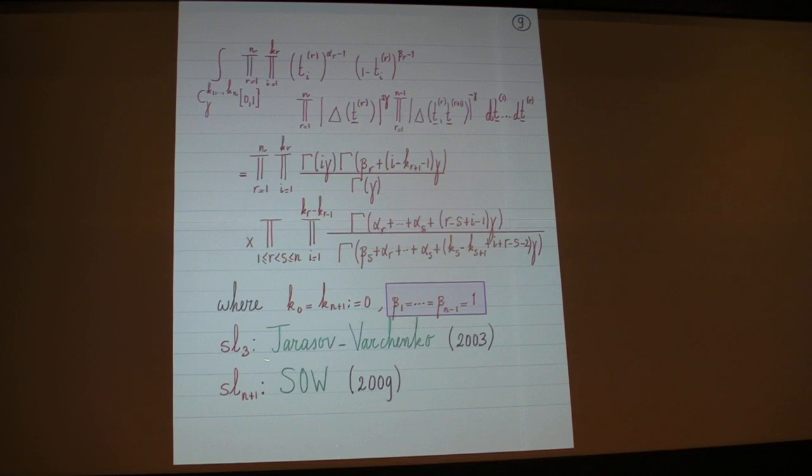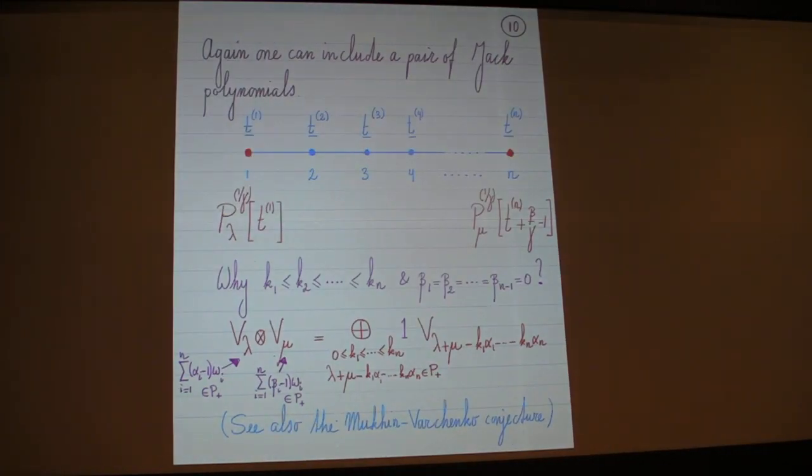And so in the case of SO3, Tarasov and Varchenko did this in 2003, wrote down this integral. And then, a few years later, I did the full AN case. So that's what it is. Okay, so that's the AN version of the Selberg integral. All right, so what's going on here?